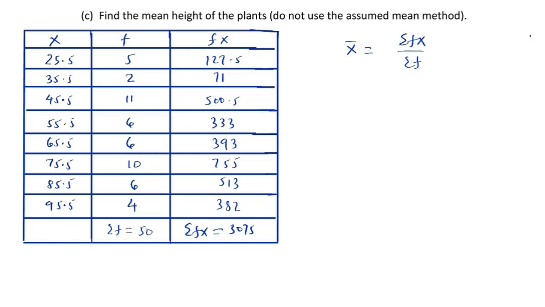We are going to have x bar equals 3075 over 50, of which after solving the values, we have 61.5. Therefore, our mean is 61.5 centimeter.